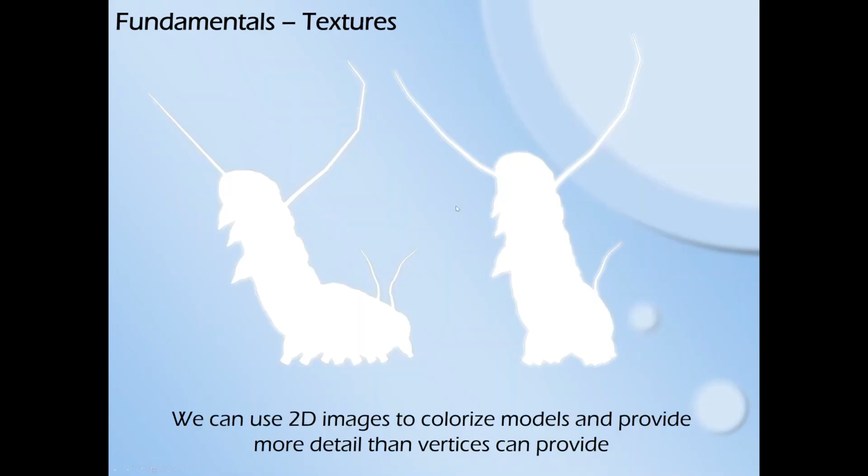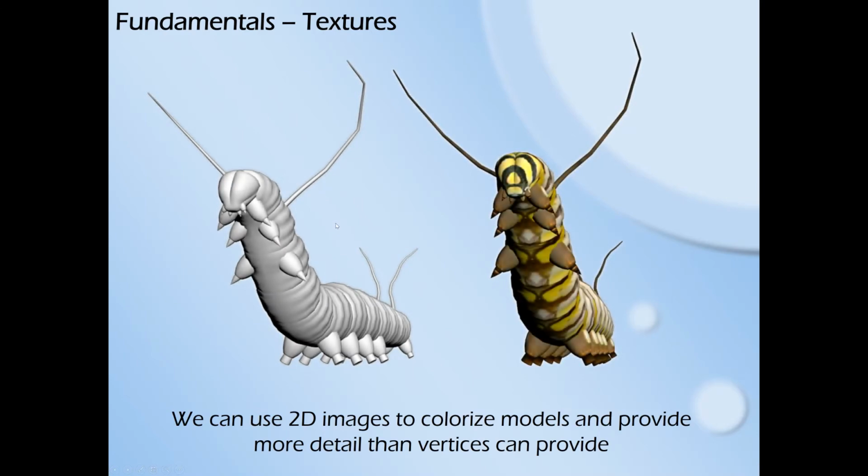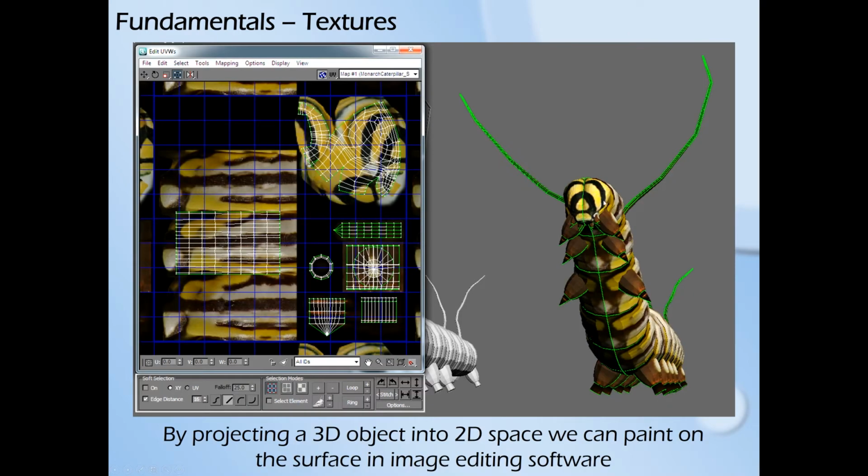Now once we have textures and lighting, we can go from this over here to this caterpillar on the side. Now, in order to get all those interesting colors, it actually requires us to do something called unwrapping, or taking this three-dimensional object and flattening it down into two-dimensional space, which is what you see over here on the side.